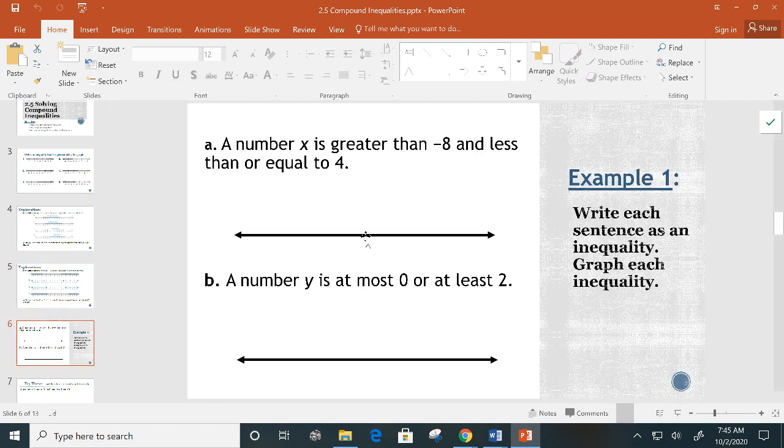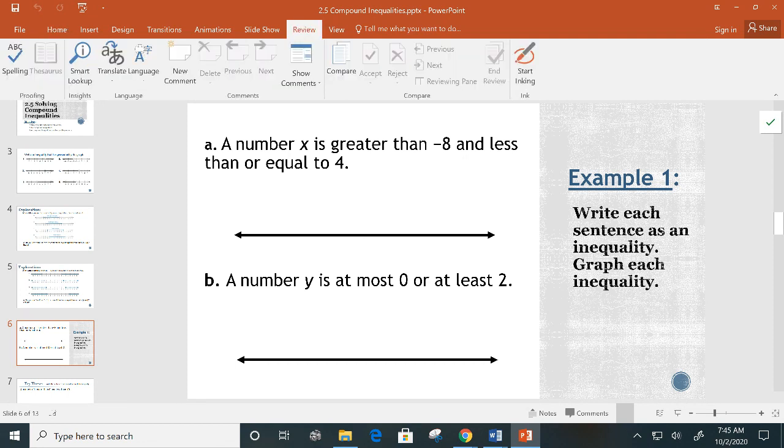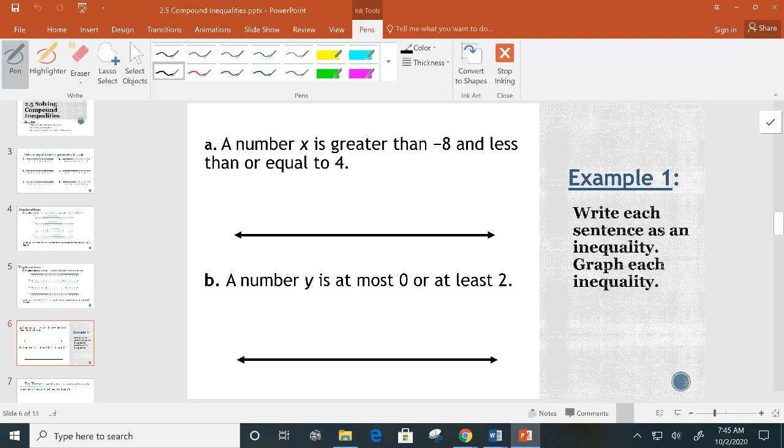So in this first example, we want to write each sentence as an inequality and then graph the inequalities after that. When we're talking about compound inequalities, there are two types that we care about. There's the and compound inequalities and the or compound inequalities. And you'll see that there are some important differences between both of those. So the and compound inequality, which we're going to look at first, you're going to end up shading in the middle region. And you'll understand what I'm talking about when we look at this example.